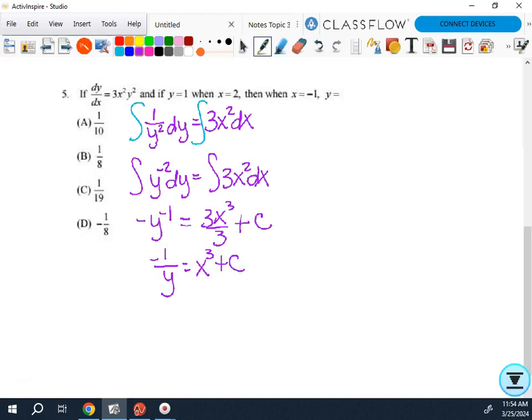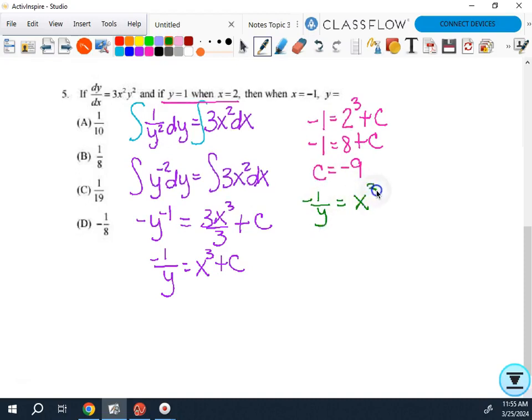And then I can actually solve for y if I want to, or I can use my initial value right here. It really doesn't matter either way. I would just go ahead and use my initial value here. So when y equals 1, x equals 2, I'm going to get negative 1 equals 2 cubed plus c. So negative 1 equals 8 plus c. So when I subtract that, I get c equals negative 9. So my equation then is negative 1 over y equals x cubed minus 9.